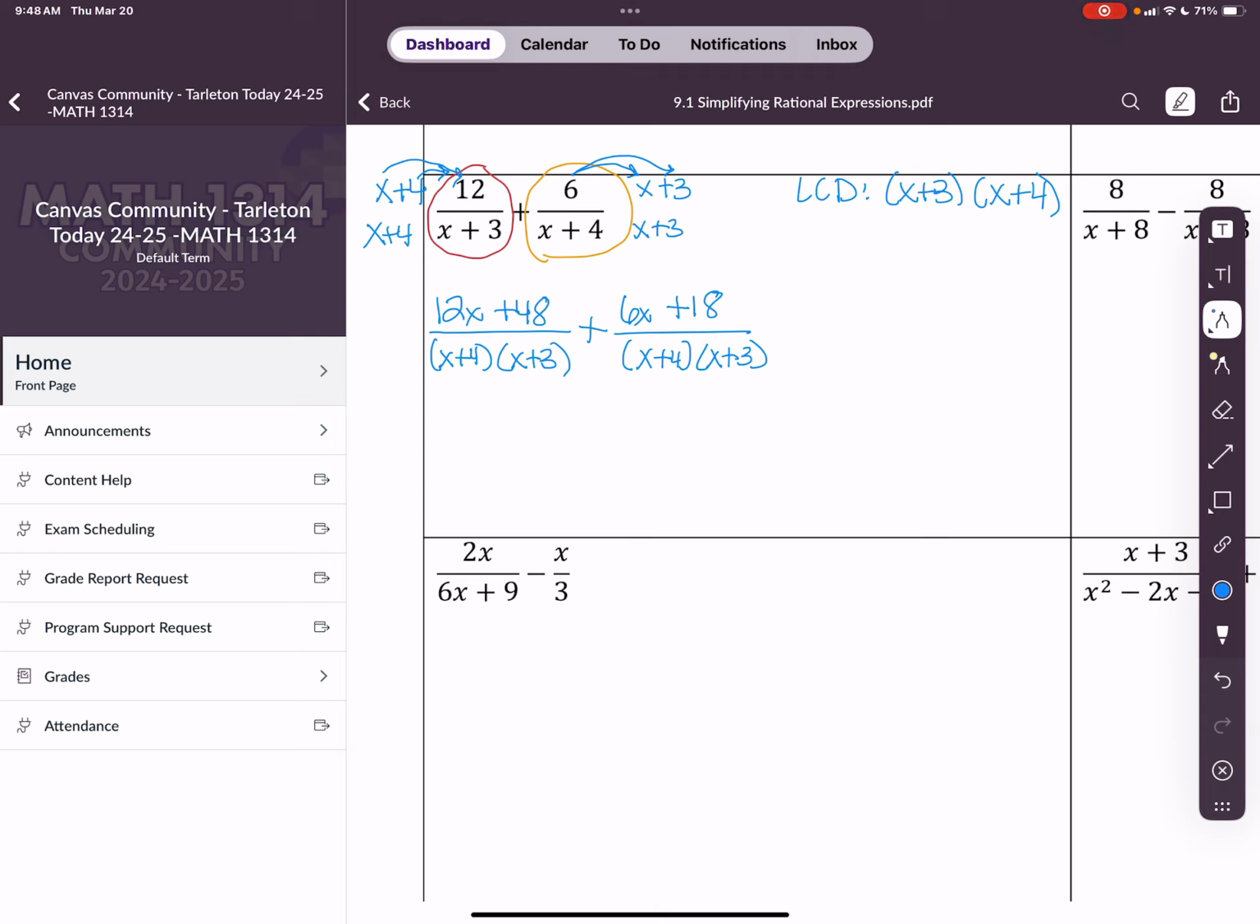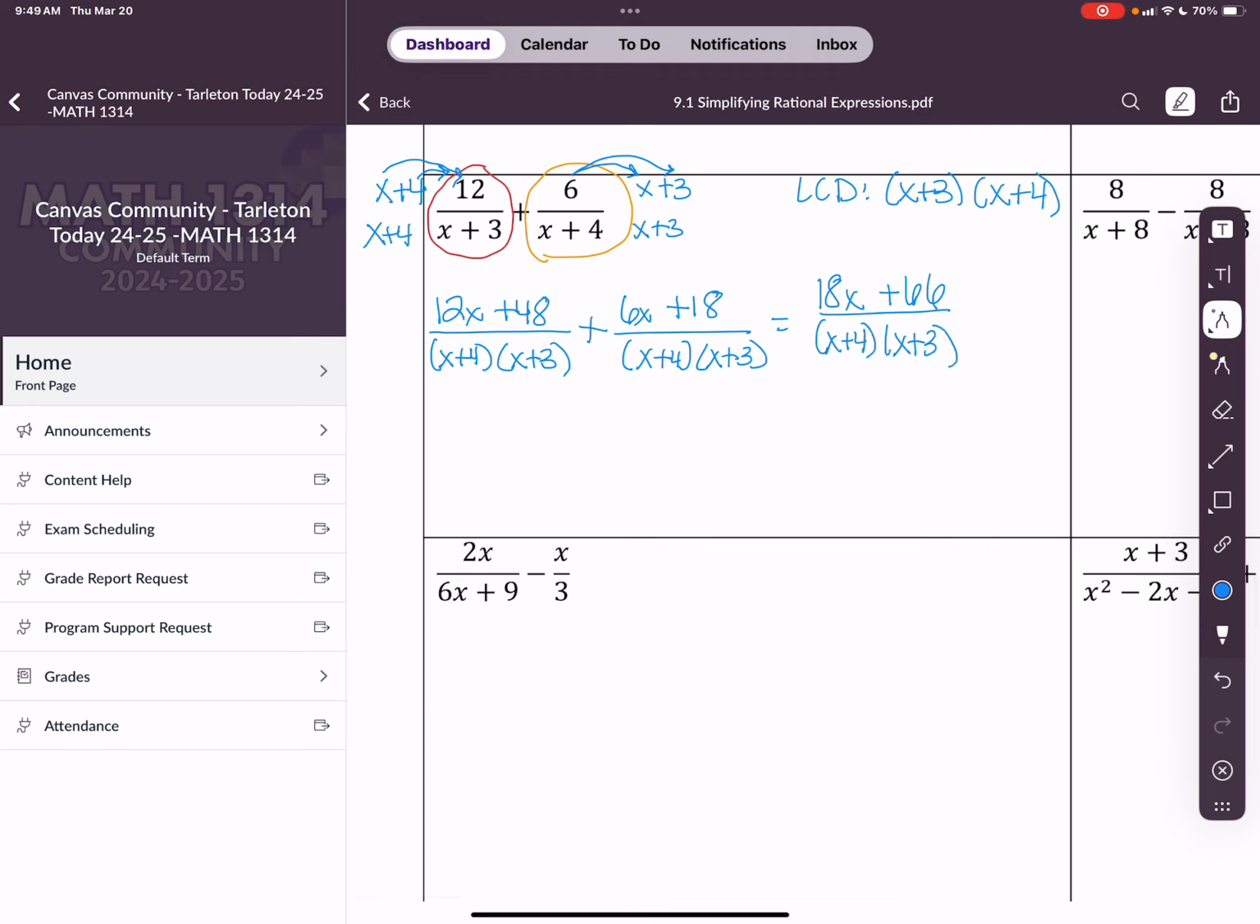All right. So now that you have a common denominator, we're just going to add like terms. So we're going to add our x's together. So 12 plus 6 gives you 18, and then x. And then 48 plus 18 gives you 66 over, and then we're just going to keep our denominator the same, x plus 4, x plus 3.